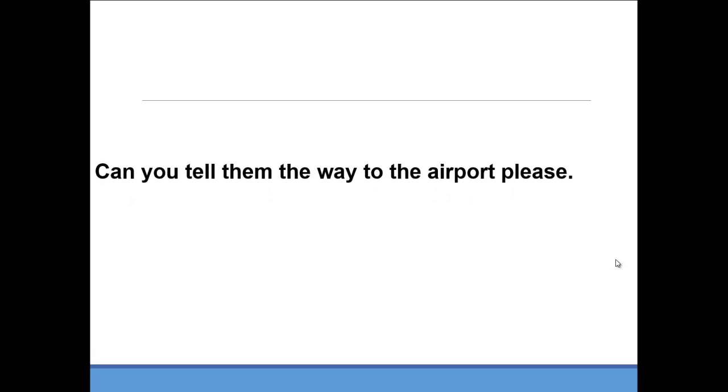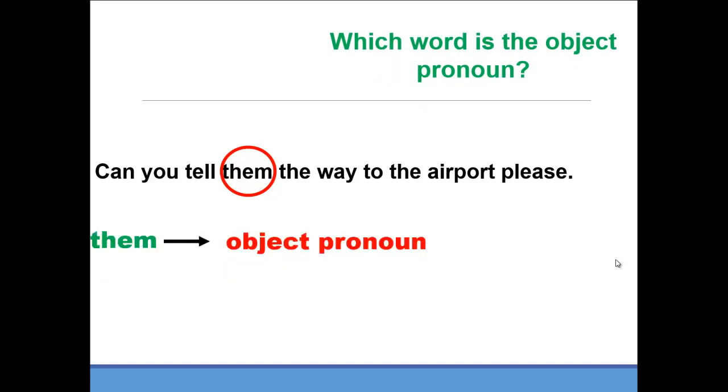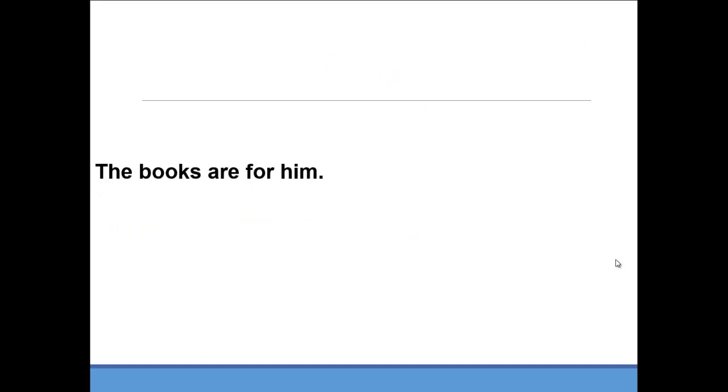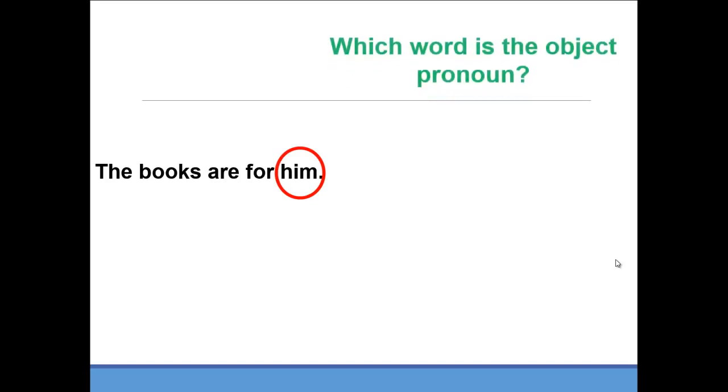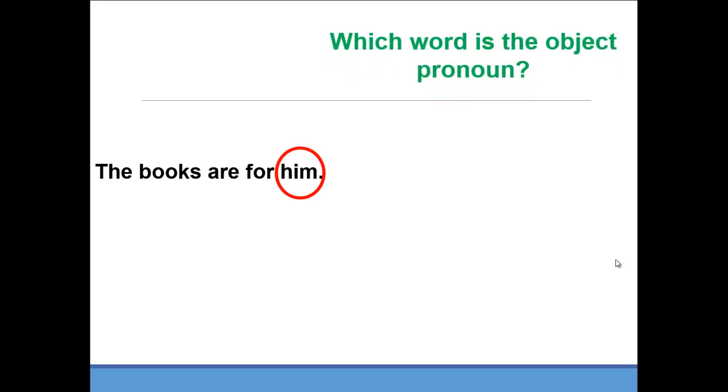Can you tell them the way to the airport, please? Which word is the object pronoun? It is the pronoun them. Another example. The books are for him. Which word is the object pronoun? It is the word him, and it comes directly after the word for. Can you help us, please? Which word is the object pronoun? It is the pronoun us.